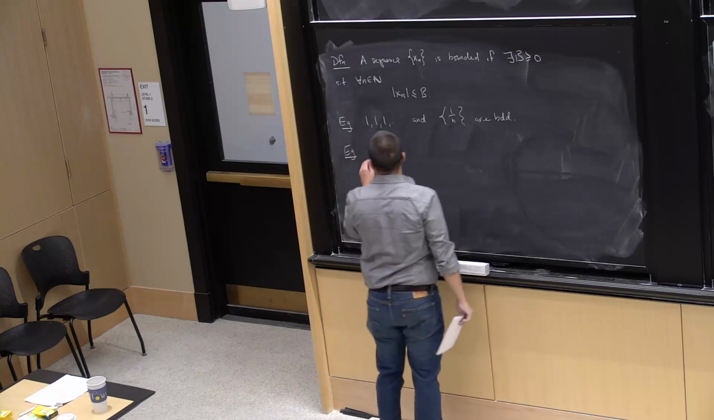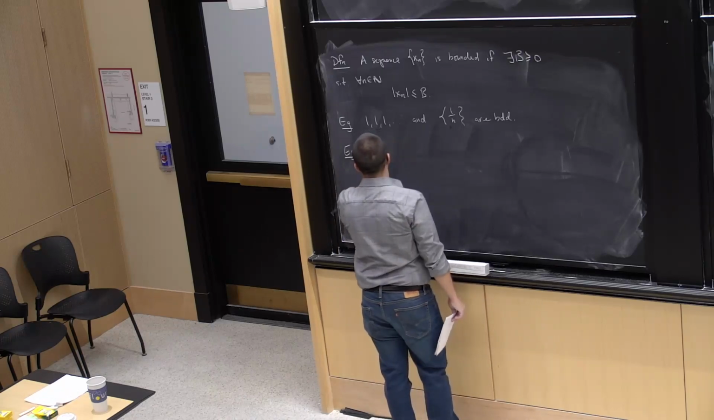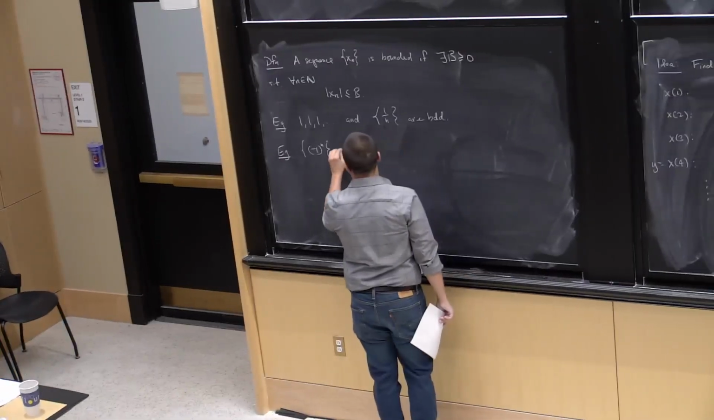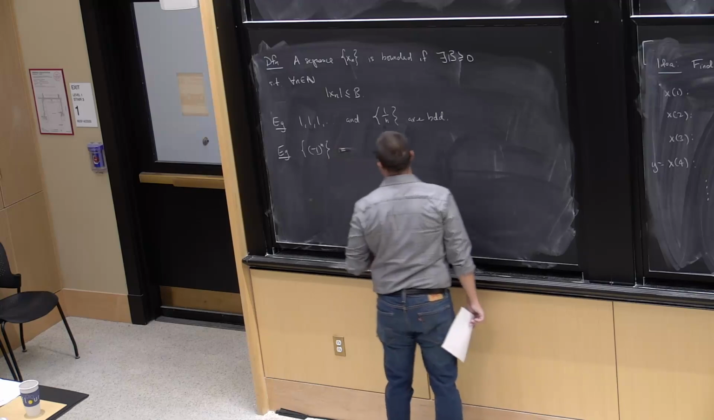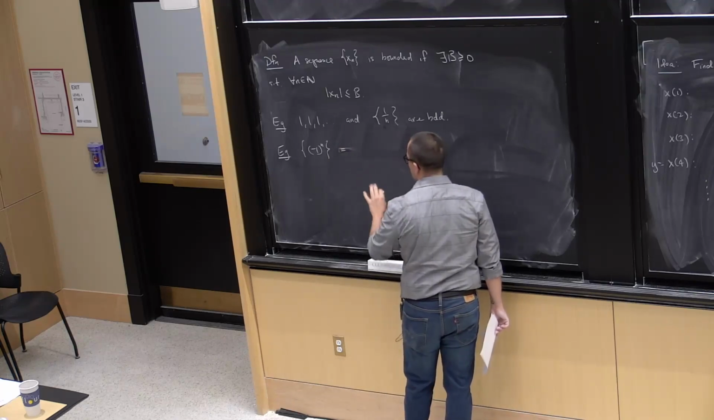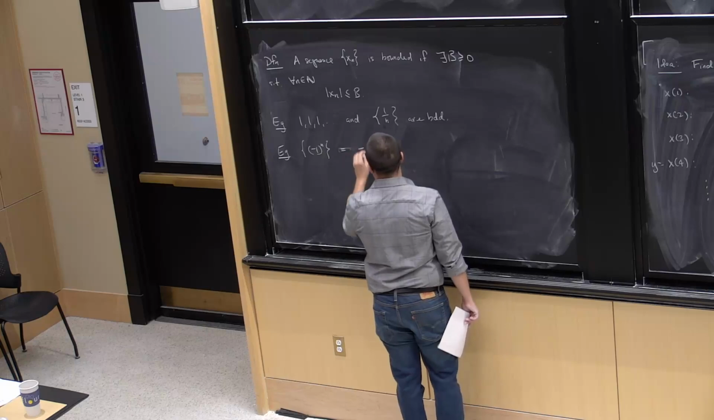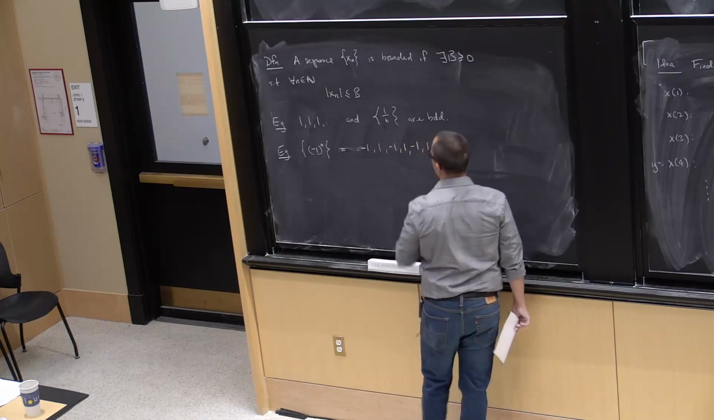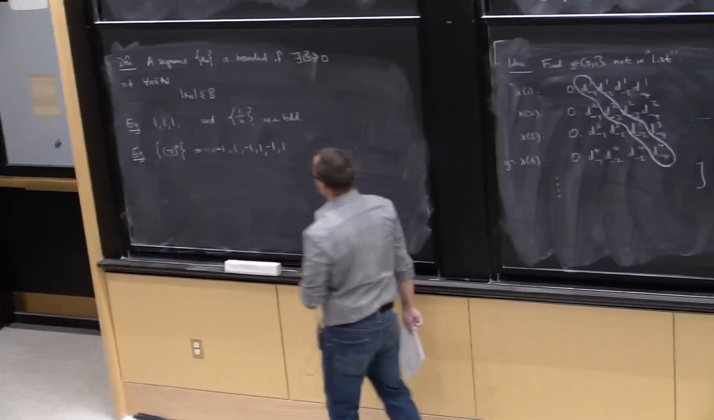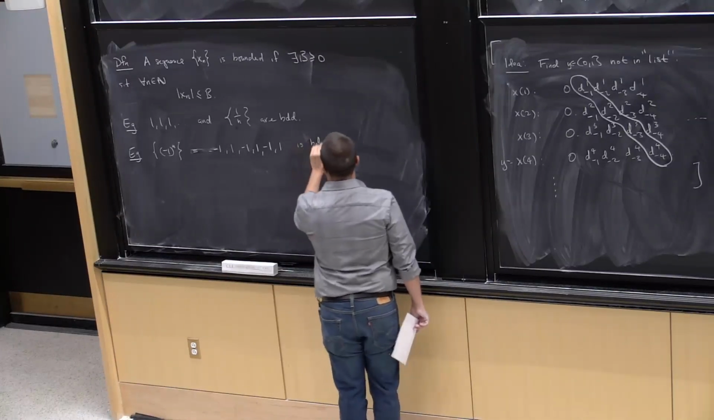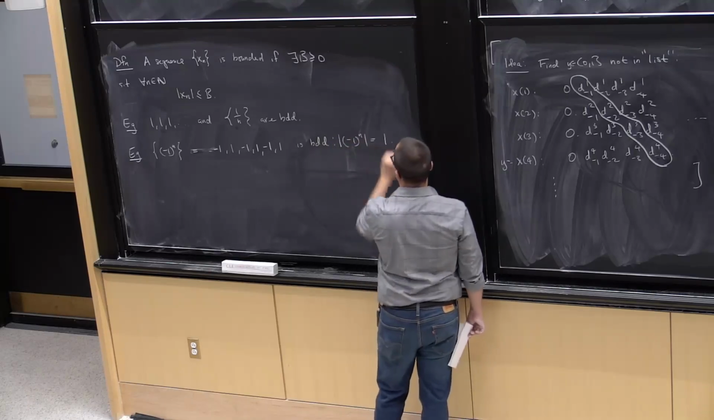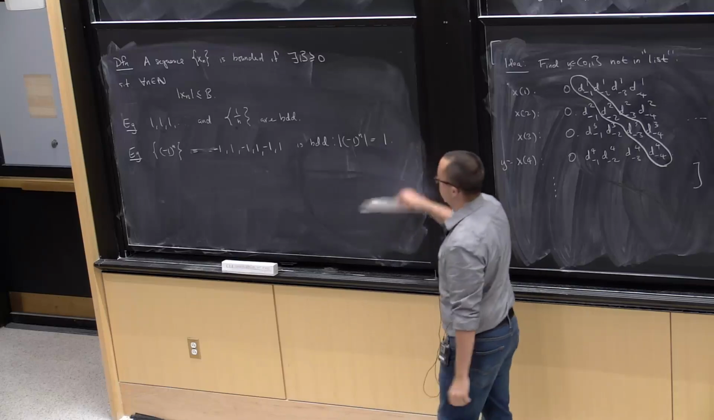Another example is the sequence written (-1)^n. So I'll write equals, although this doesn't mean anything. I'm just going to write it, or start listing the entries: -1, 1, -1, 1, -1, 1. This is also bounded because the absolute value of (-1)^n is 1, so that's bounded by 1 for all n.